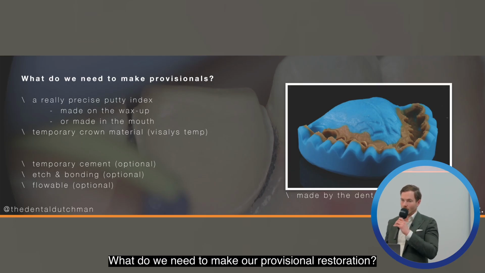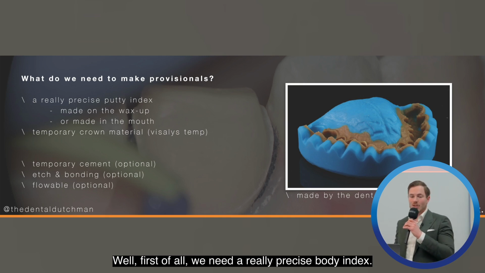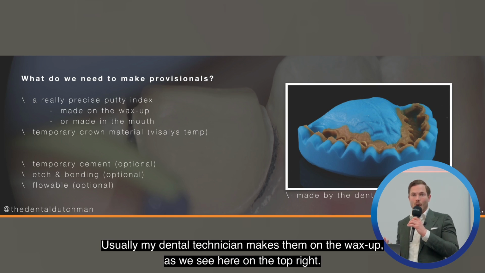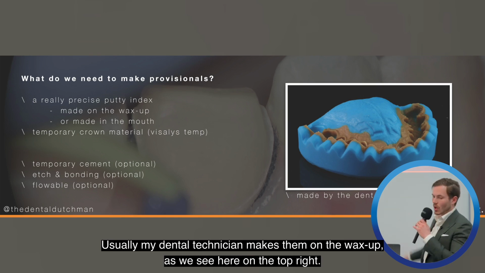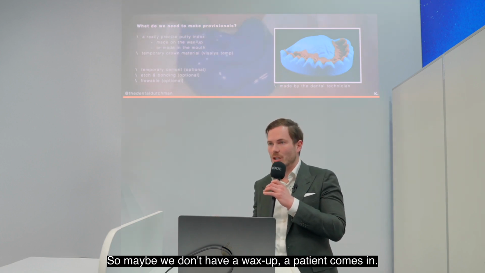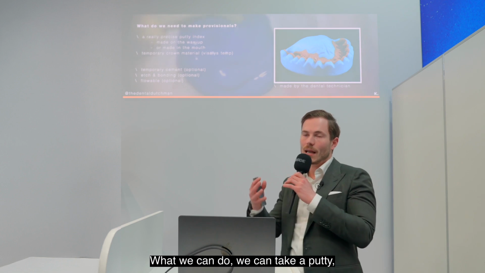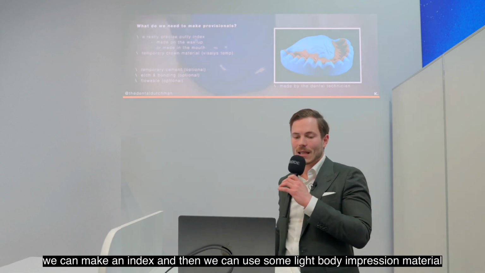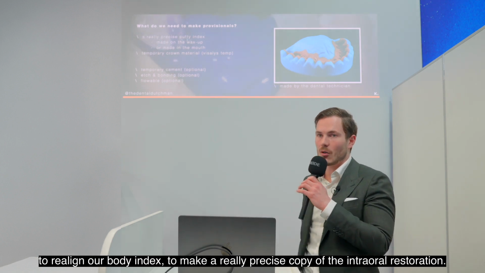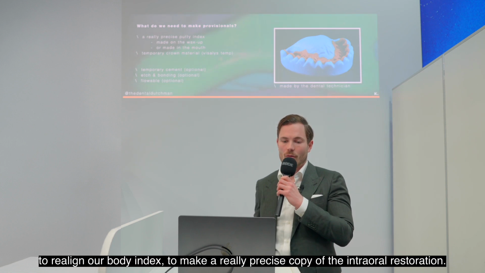What do we need to make our provisional restoration? Well, first of all, we need a really precise body index. Usually my dental technician makes them on the wax-up, as we see here on the top right. But we can also make them in the mouth. So maybe we don't have a wax-up, patient comes in. What we can do, we can take a putty, we can make an index, and then we can use some light body impression material to reline our body index to make a really precise copy of the intraoral restoration.